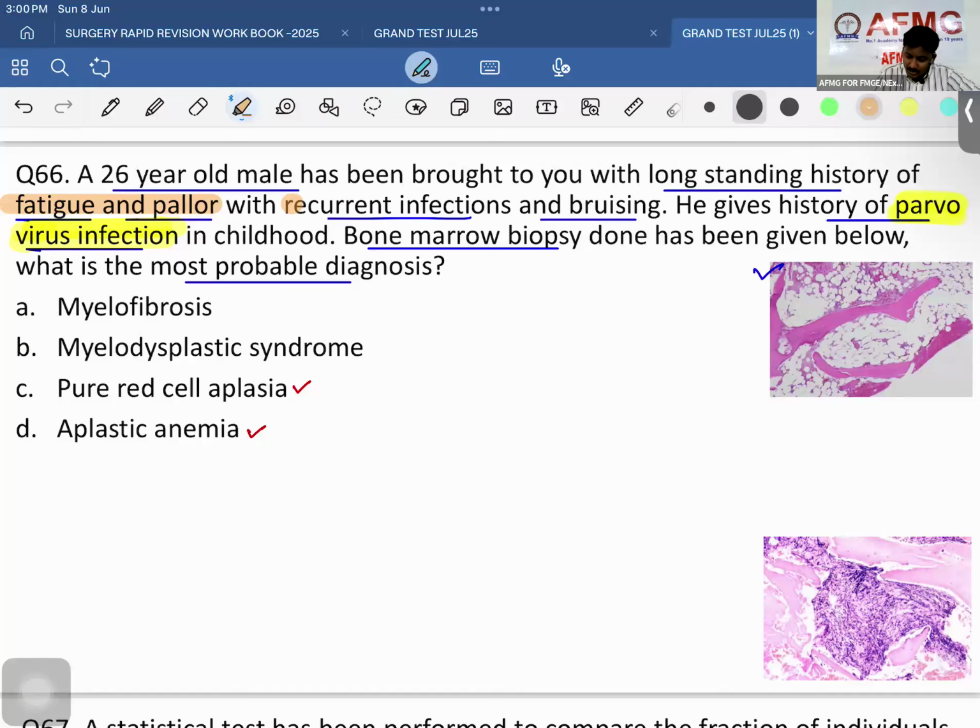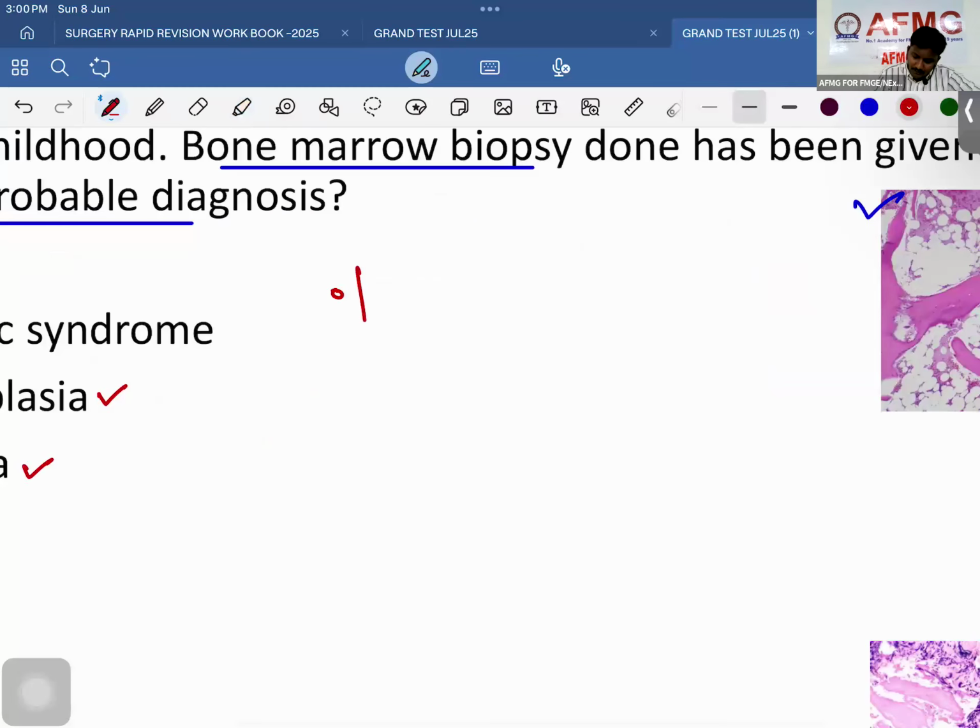But the patient is also having recurrent infections. That is suggestive of leukopenia. And the patient is also having bruising or bleeding. That is suggestive of thrombocytopenia. Meaning all three are going to be deficient, and that is a case of pancytopenia.